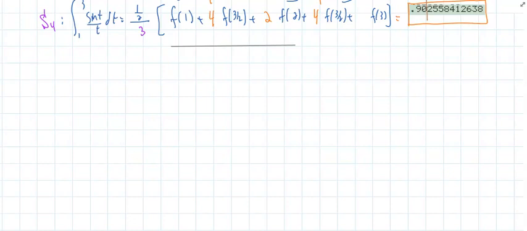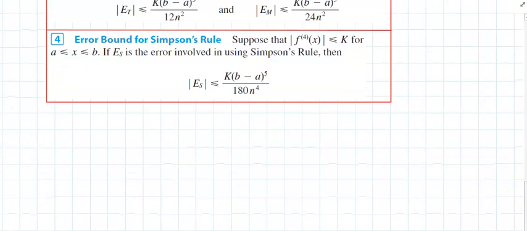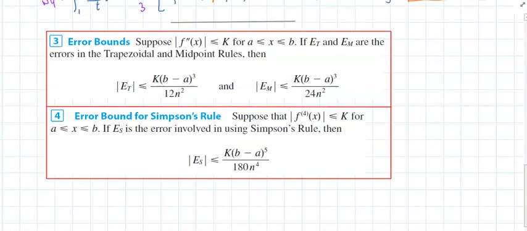And let me just elaborate on that really quick. And the error here is error in using trapezoid. B we know, A we know, N we know. Error in using midpoint. B we know, A we know, and N we know. And in using Simpson, B, A, and N we know. You'll notice the only thing that's going to vary is this K. That's all you really have to worry about.